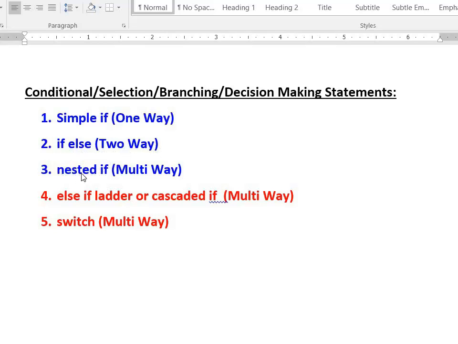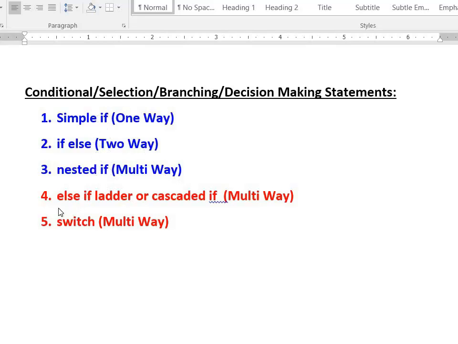Afterwards I taught you the nested if statement. Nested if was one of the multi-way decision making statements. We select one of the many. If we use an if within the if, you can call it a nested if, or you can use if else within the if. That is what we called the nested if statement. We looked at explanation, syntax and examples for all the three.